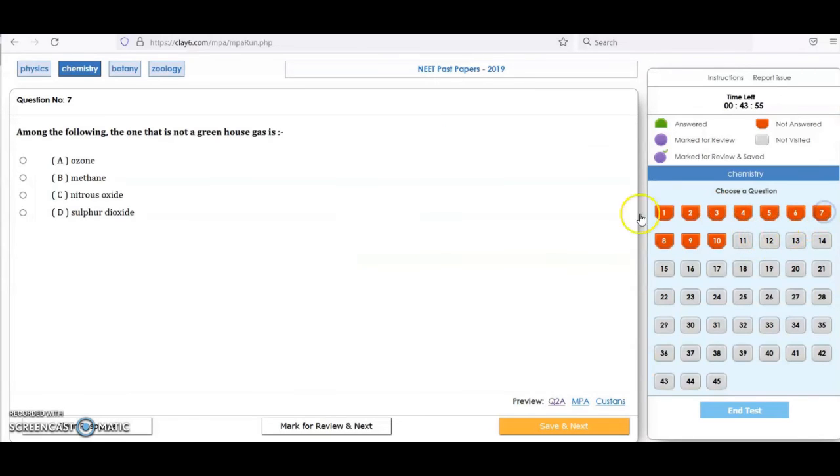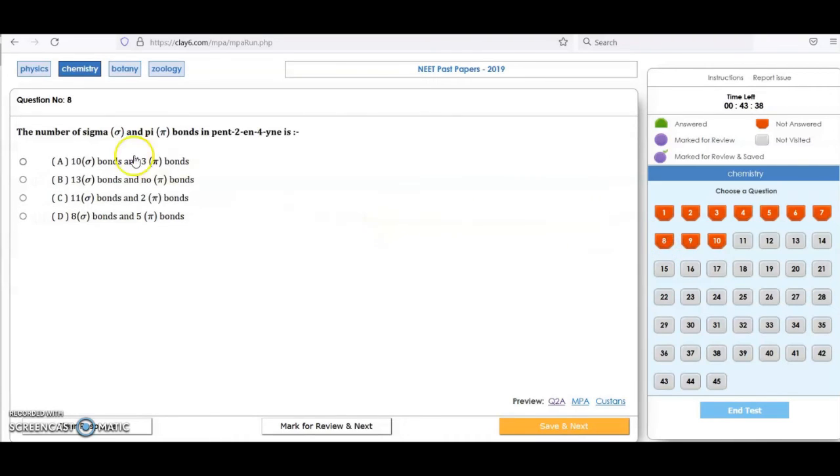The next question is: among the following, the one that is not a greenhouse gas. It's the simplest question. From the options, we could say that sulfur dioxide is the gas which is not a greenhouse gas. Let us have a look at question number 8. The number of sigma and pi bonds they are asking in pentene. When we draw the structure clearly, you will find that there are 10 sigma bonds and 3 pi bonds.